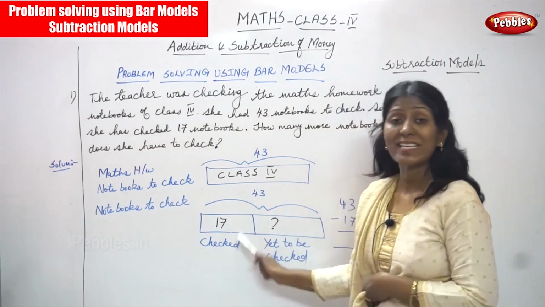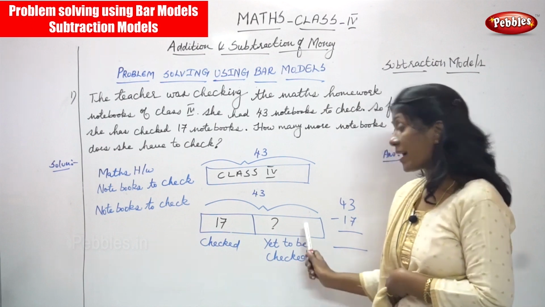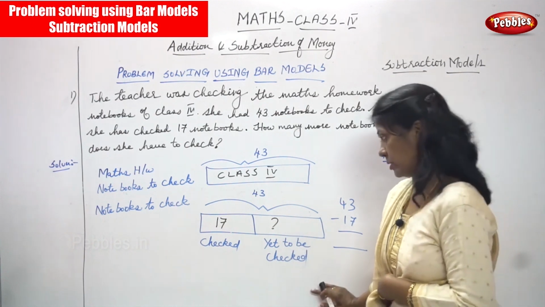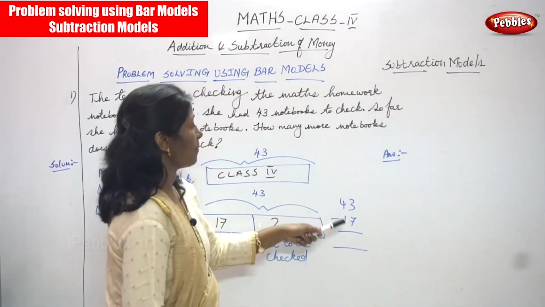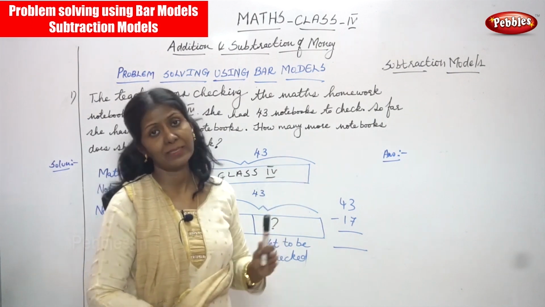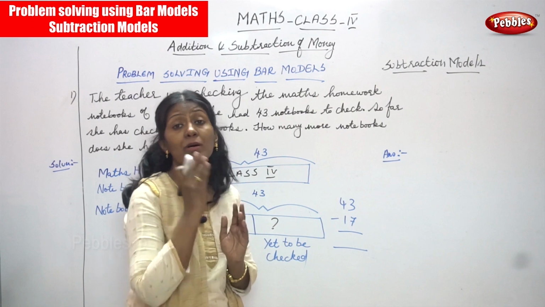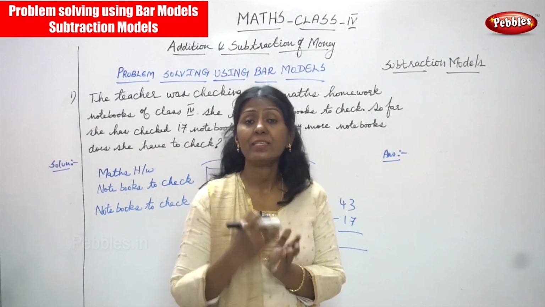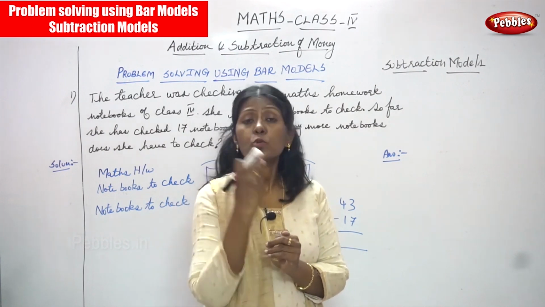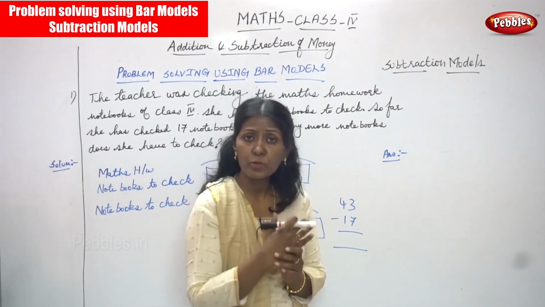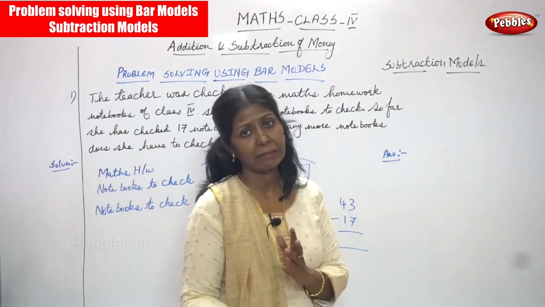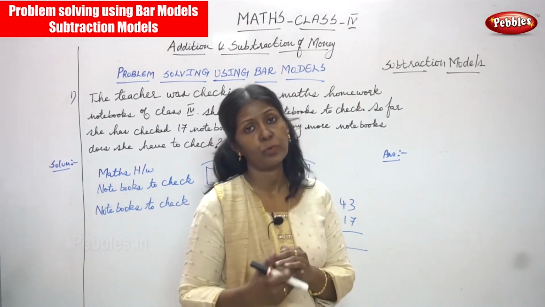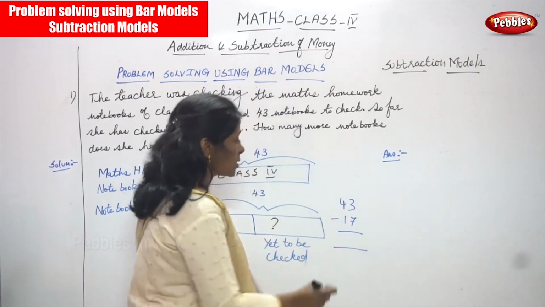She has checked only 17. So how many notebooks are yet to be checked by the teacher? So what are you going to do? 43 minus 17. From the 43 notebooks she has to check, she has already checked only 17. So from 43 we have to subtract 17. So 43 minus 17, what do you get?